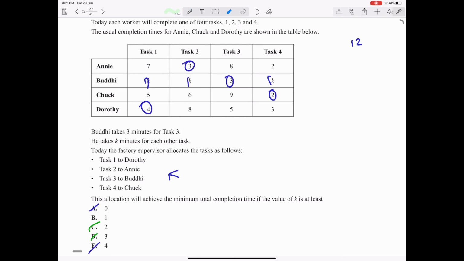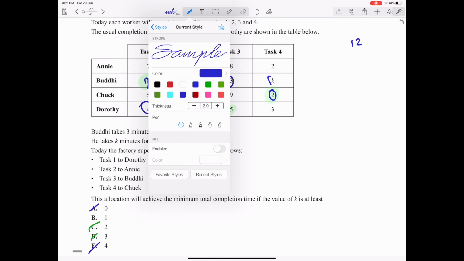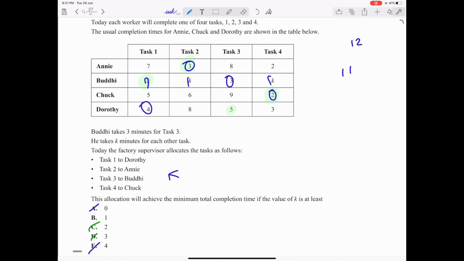So if we try 1, we could obviously move task 1 to Buddhi. Task 2 could remain at Annie. Task 3 could be moved to Dorothy. And task 4 could be moved to Chuck. That would give us an overall completion time of 11, which is less than the original minimum completion time. That gives us 11, this new allocation.